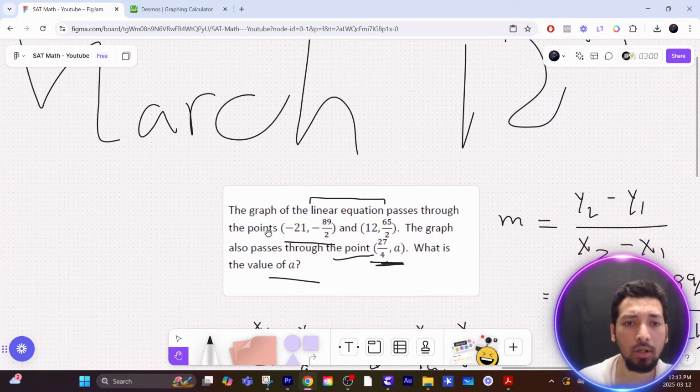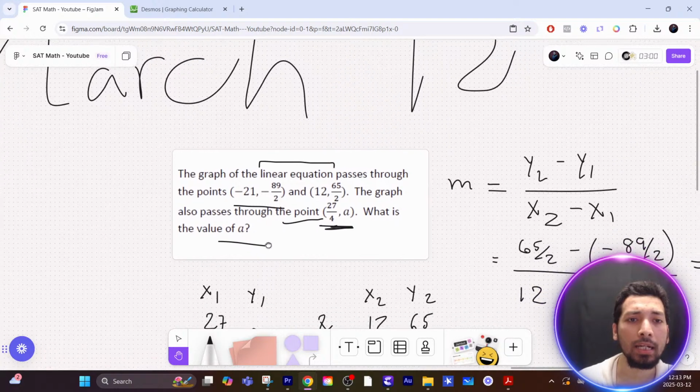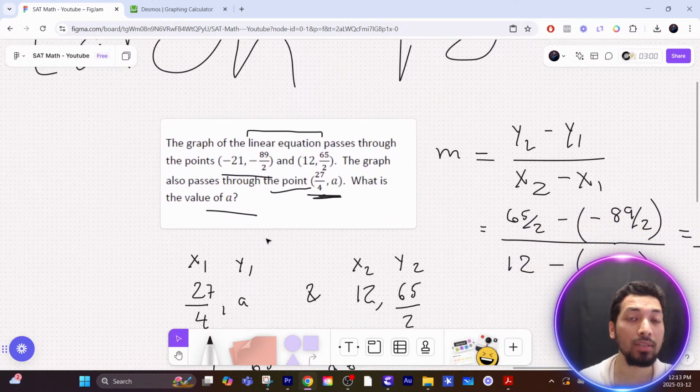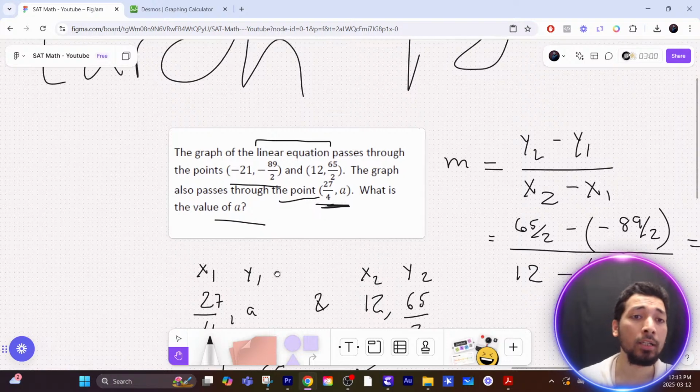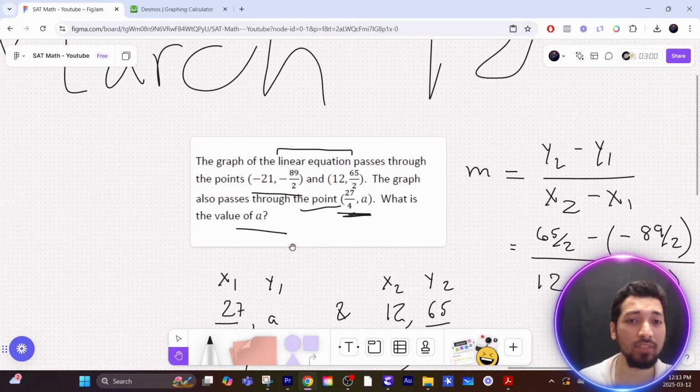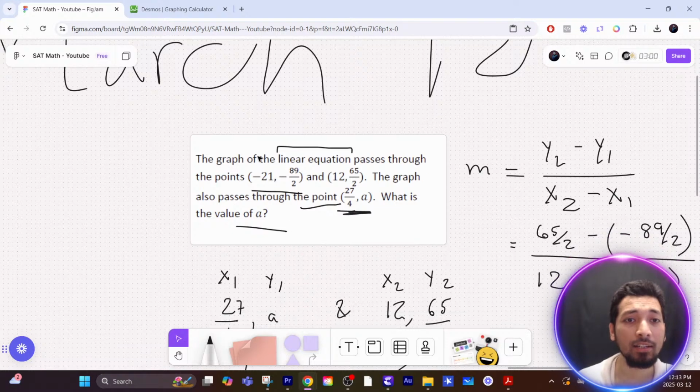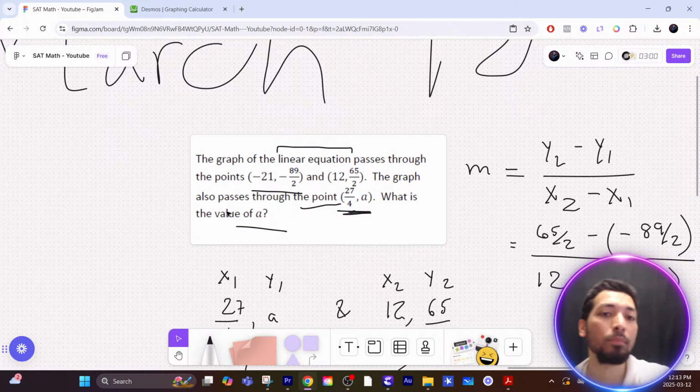I have already solved them, and I'll just explain how you can solve these problems in the exam mode. Okay, so if you look at this very first problem, it says the graph of the linear equation passes through the points negative 21 comma negative 89 over 2 and 12 comma 65 over 2. The graph also passes through the point 27 over 4 comma a.